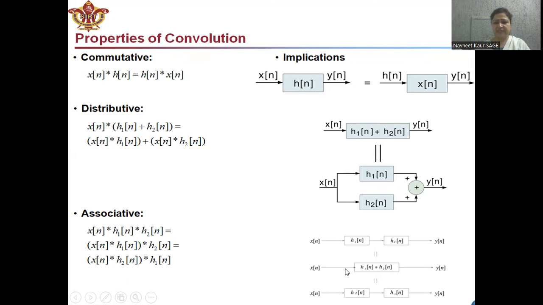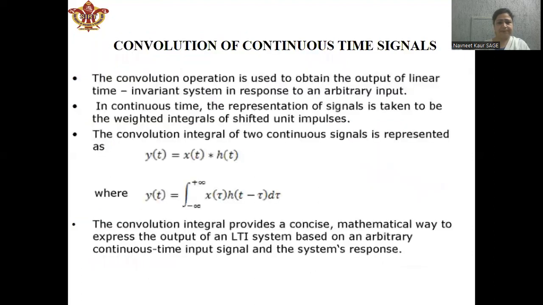Similarly, for the associative property, I will take x[n] convolved with h1[n] convolved with h2[n]. It will be the same as x[n] convolved with the convolution sum of these two systems, and the output will be generated. That means if two systems are in cascade, their unit impulse response will be the convolution sum of these two impulse responses.